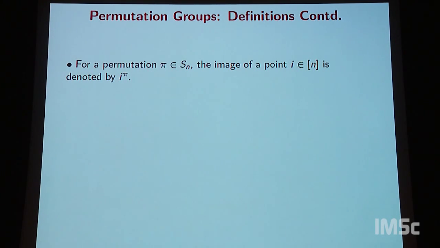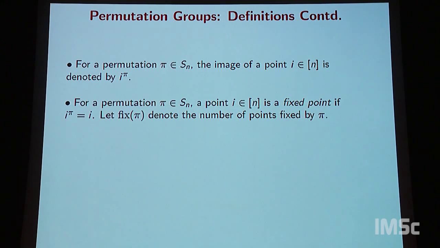Here are some more definitions and notation. You take any point i in 1 to n, the image under pi, I write it as i to the pi. This is a better notation than pi applied to i because then I can compose permutations from left to right rather than right to left. Notation invented by Wielandt, I believe. A point i in 1 to n is a fixed point if pi doesn't move i. And let's denote the number of points fixed by pi as fix of pi.